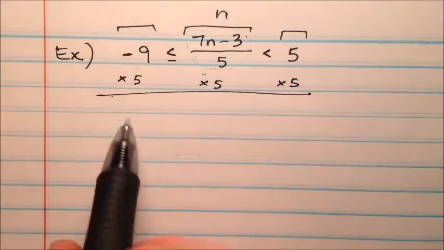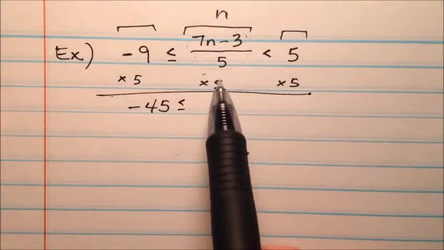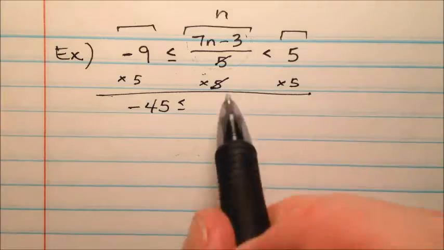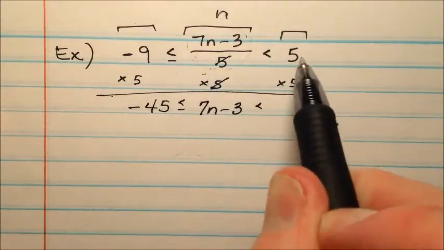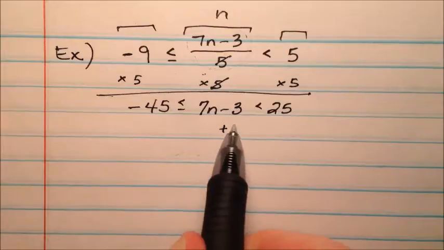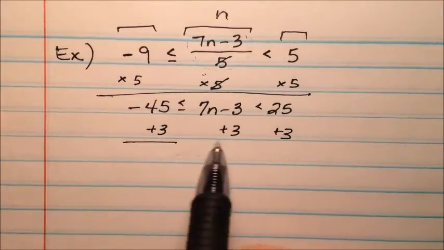Okay, when I multiply the left one by 5, I get negative 45. When I multiply this by 5, the 5 in the denominator and the 5 that I'm multiplying cancel out, and I have 7n minus 3. And again, that was the goal. And 5 times 5 is 25. Now this looks a lot simpler. And again, we'll add 3 to all sides in an effort to get our n all by itself.